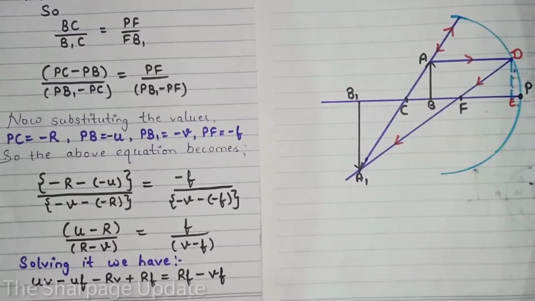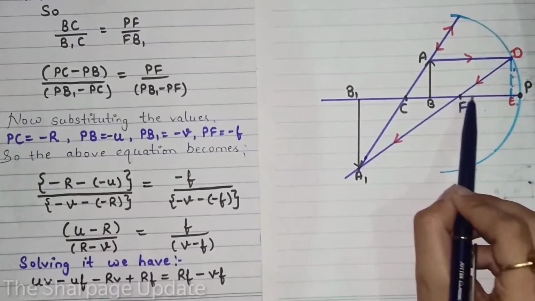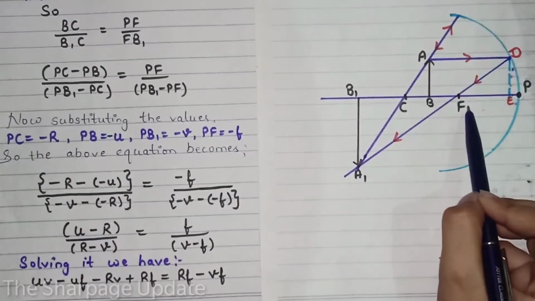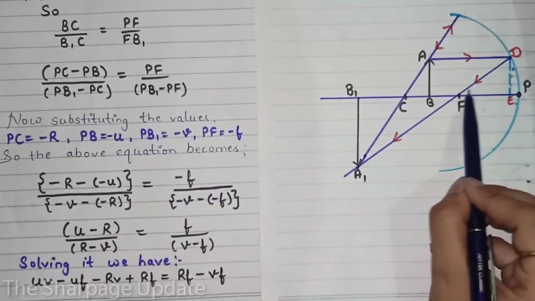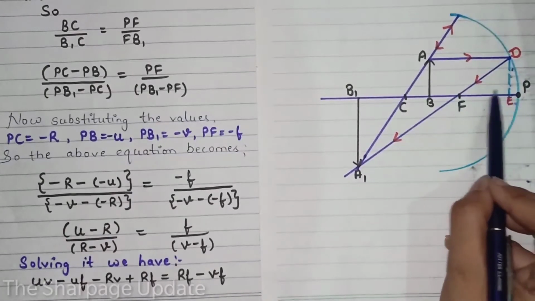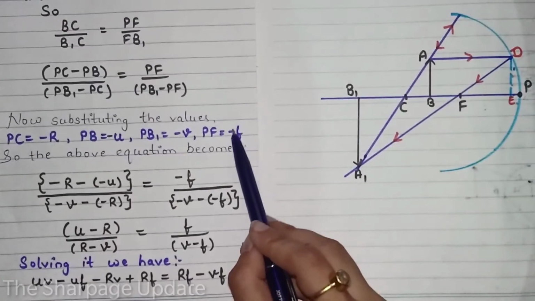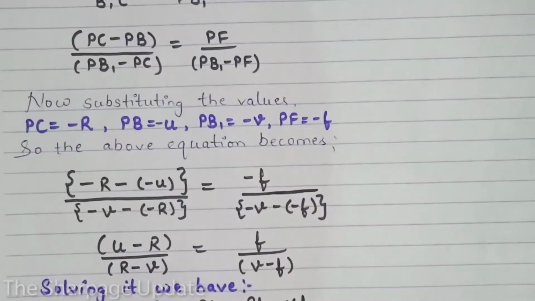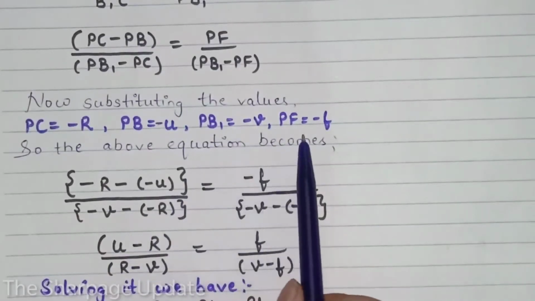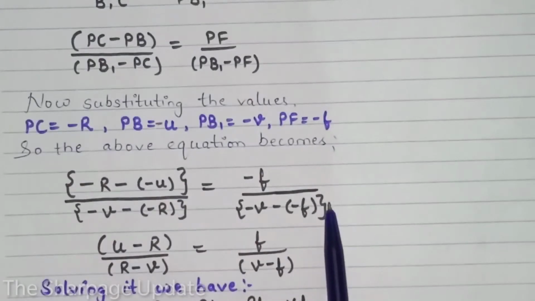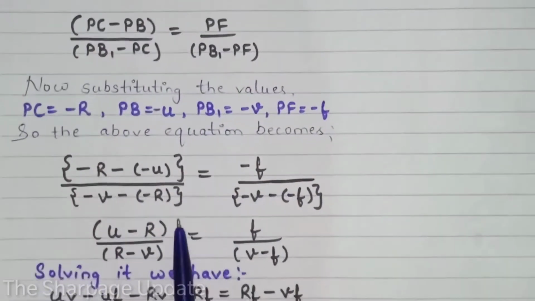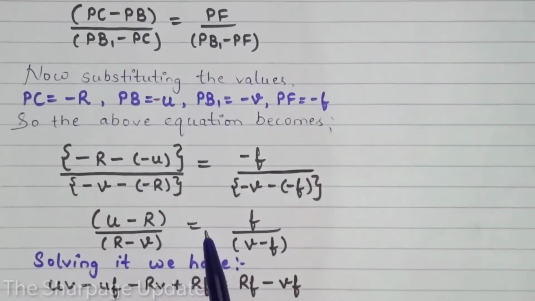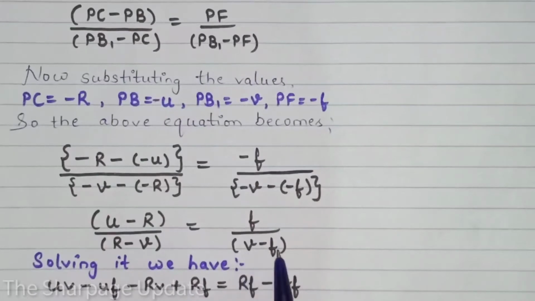Now, what is PF? As we can see, PF is the distance between the pole and the focus, and this distance is known as focal length. So we have represented it by a small f, and the minus sign represents the opposite direction. After substituting the values, we get this equation, and after solving this equation, we get (u minus r) upon (r minus v) is equal to f upon (v minus f).